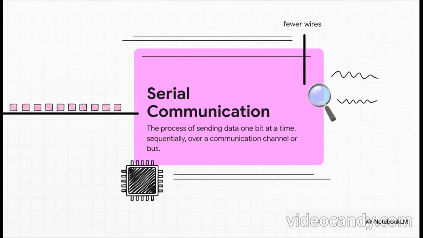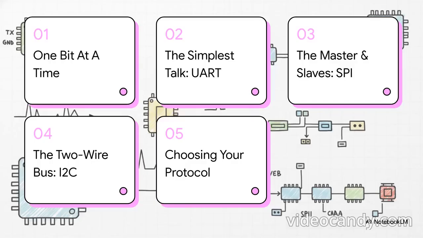Okay, so let's put a real definition to it. Serial communication is quite simply the process of sending data one bit at a time in a sequence over just one single channel. This is literally the backbone of how countless devices communicate. And why? Because using fewer wires means lower hardware costs, and it's also less likely to pick up interference or noise. That's why it's the go-to method for pretty much everything, from tiny microcontrollers all the way up to complex scientific instruments.